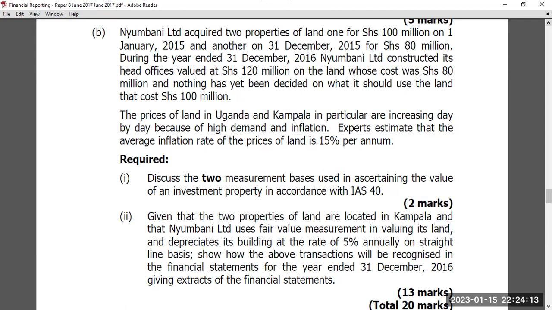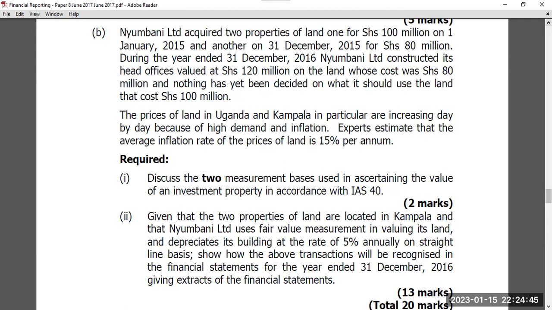You will see that during the year ended 31st December 2016, they also constructed a building, a head office. It means they are constructing an office premises where they are going to be operating. It is their head office.